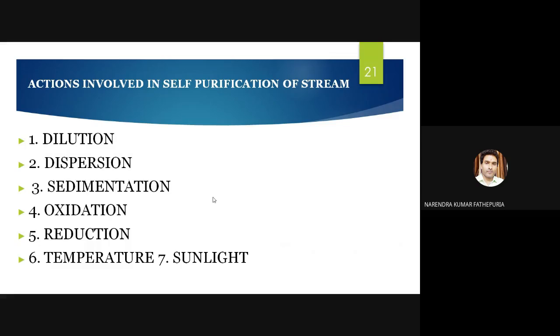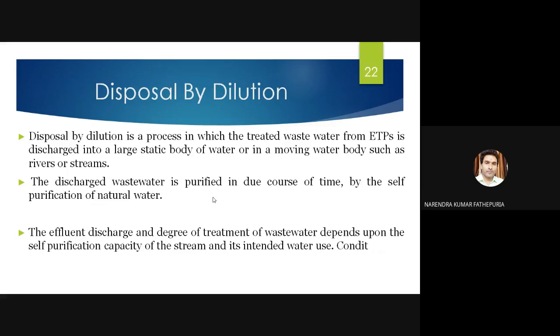So, actions involved in self-purification of the streams, in the whole process, what is happening? Dilution is happening, dispersion is happening, sedimentation is happening, oxidation and reduction chemical reactions are happening, and then of course it is temperature based and sunlight, so that is also important.